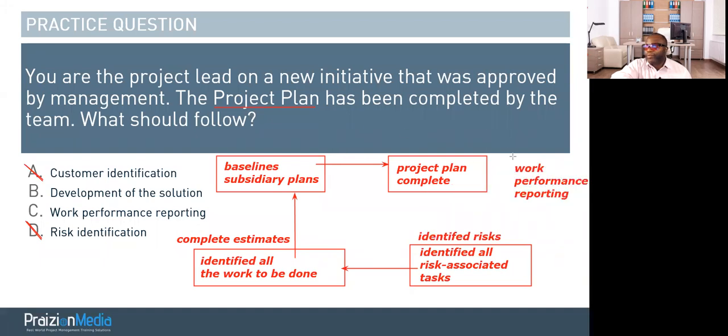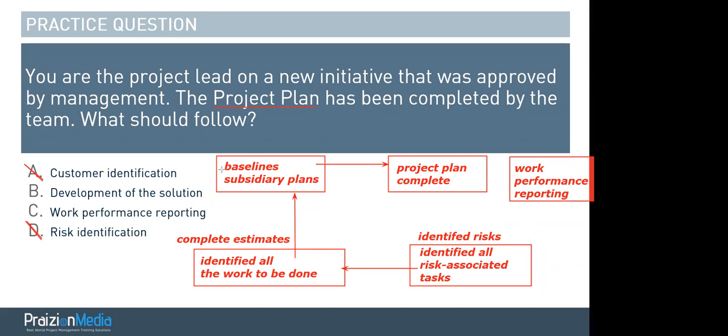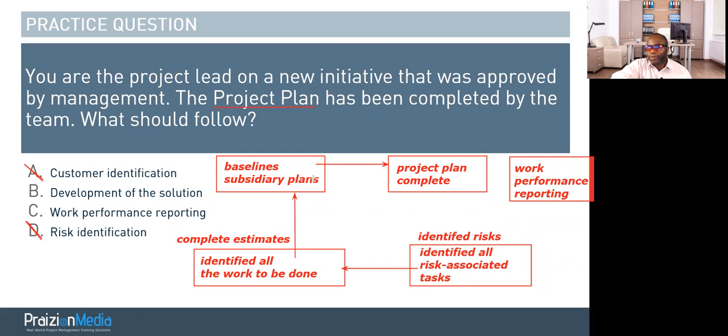You can't just have a work performance report when you got done with planning. Would you agree? Yeah. So it's saying what should follow. You got to do some work. Which one of these is actually doing some work? It's B.